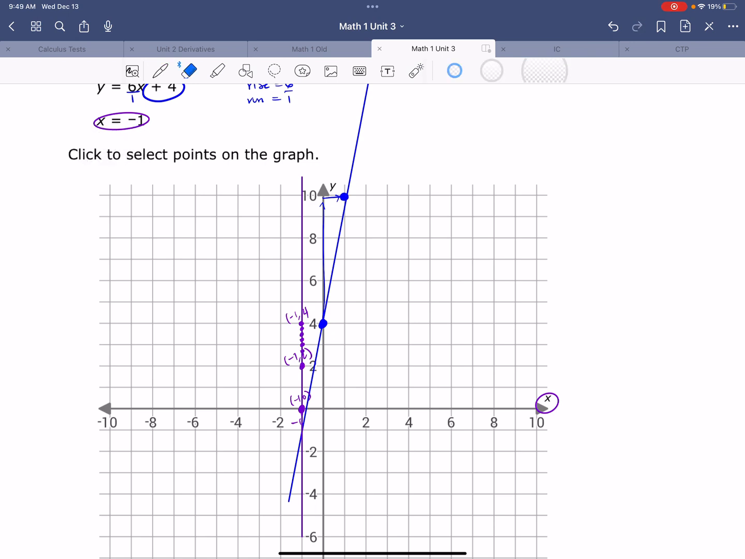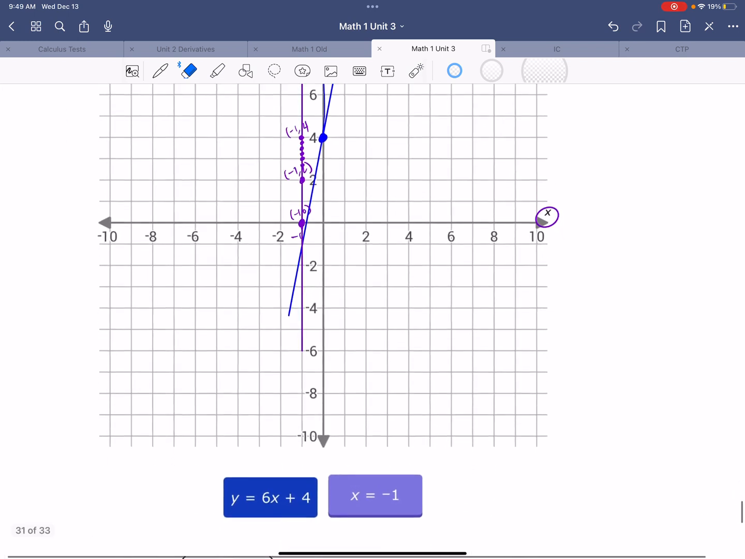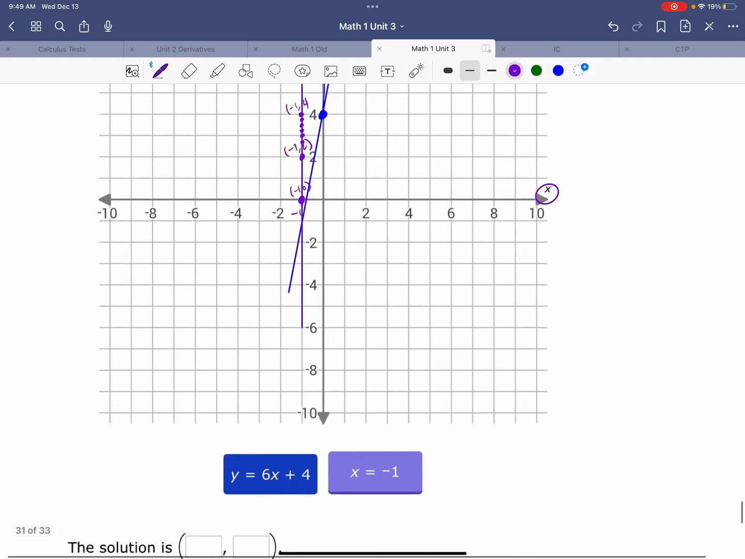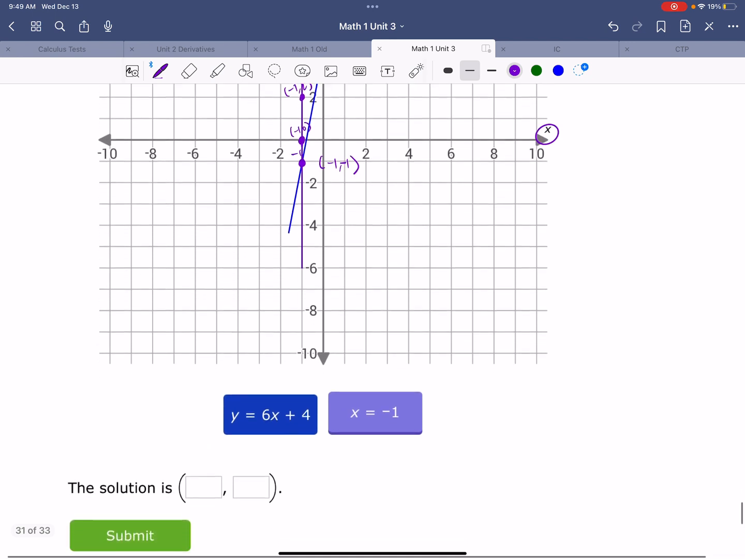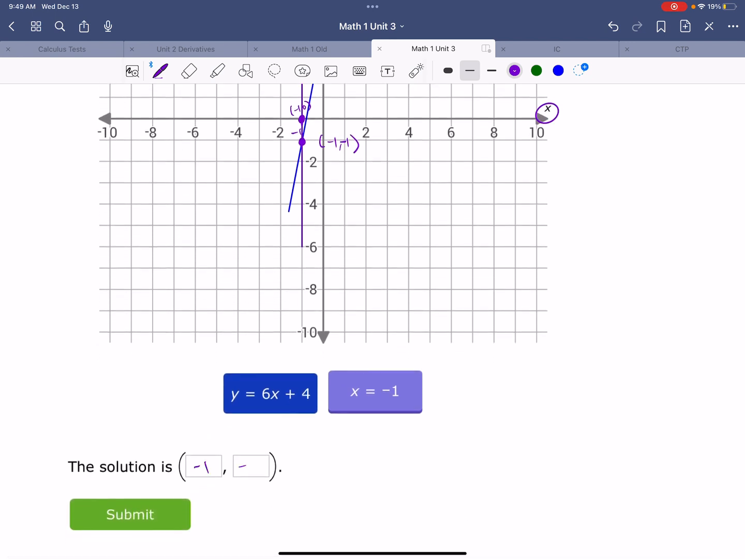So now let's take a look at where these two equations intersect. They intersect here at -1 and -1. Both the x coordinate and the y coordinate are -1. So that would be my final answer that I would go ahead and submit.